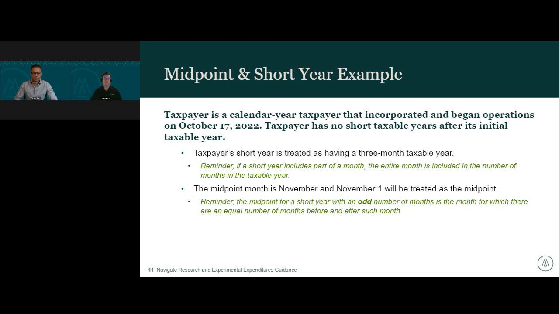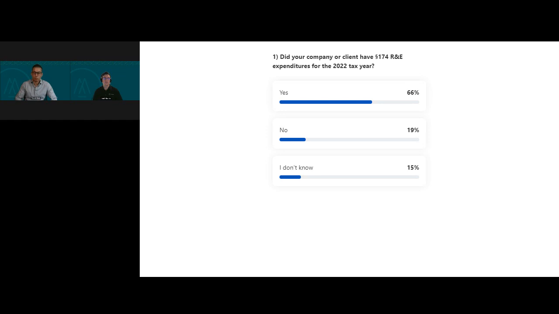All right, getting to about the 80% mark here. Give you about another 5 to 10 seconds to submit your answers. All right, I'm going to move on to the results slide here. All right, so 66% said yes, they did have R&E expenditures for the tax year. So hopefully some of this guidance was helpful for you in determining this.